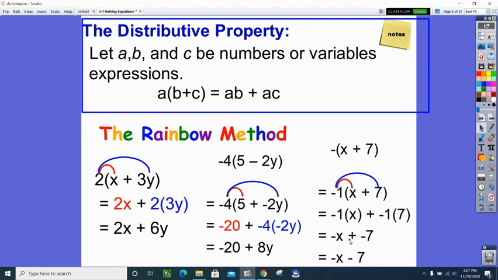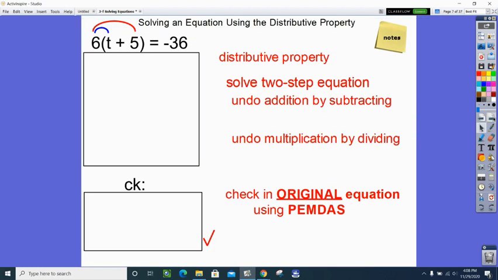By the way, this is the same thing as -x minus 7 if you reverse that same change. Adding a negative is the same thing as subtracting. These two are the same answers. I accept them either way. I'm just letting you know that this is the cleaner answer. So that's the distributive property.